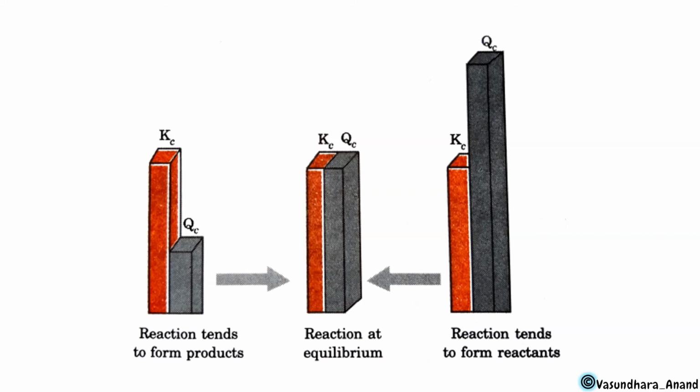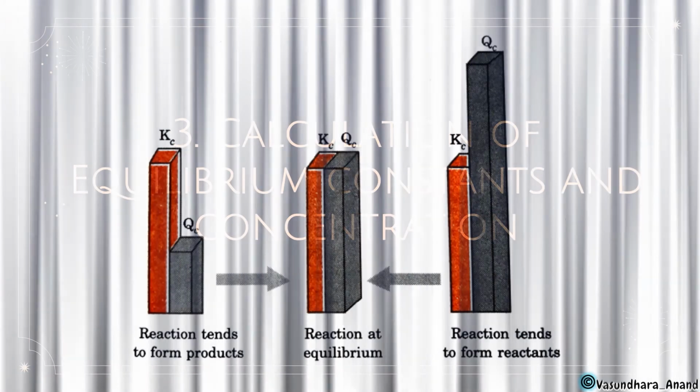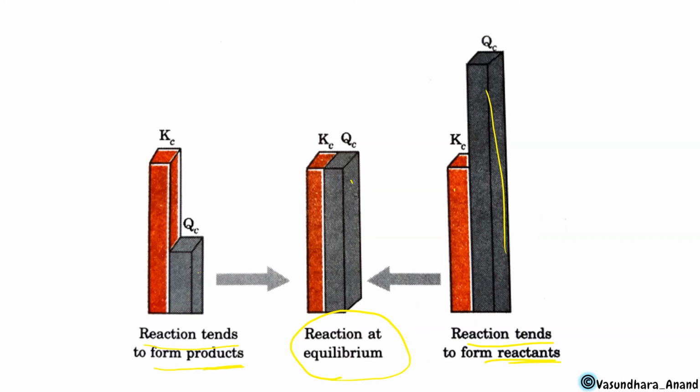So this is another graphical way. In this case, Qc is very much less than Kc, so the reaction is moving in the forward direction, that means it is going in the product direction. When Qc equals Kc, then there is equilibrium. And if Qc is greater than Kc, that means the reaction tends to form reactant, that is, it will move in the backward direction. Got it? This concept will be explained in terms of Le Chatelier's principle, which will be discussed in the next video.